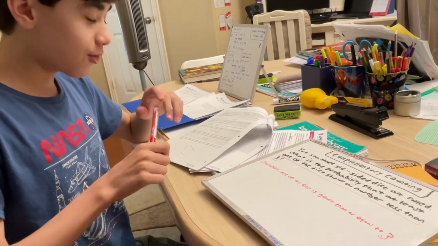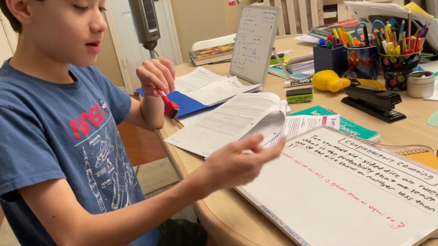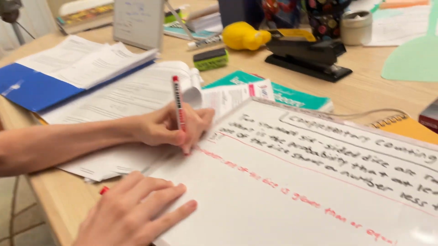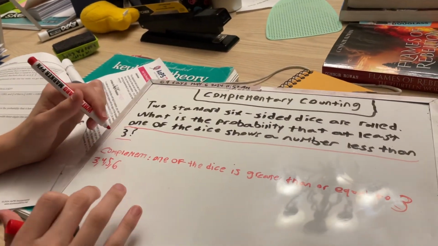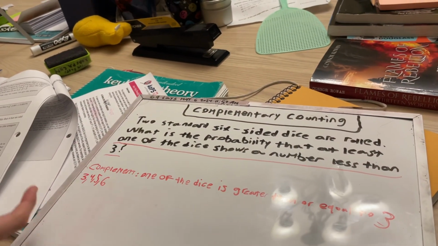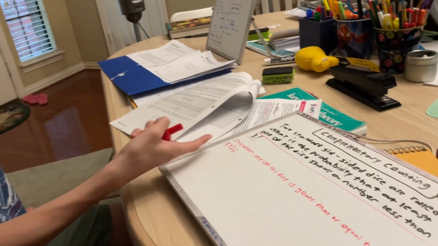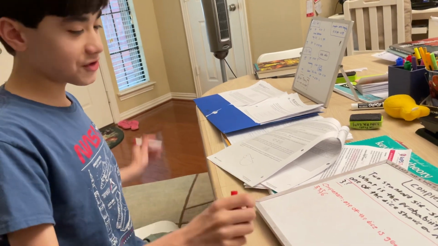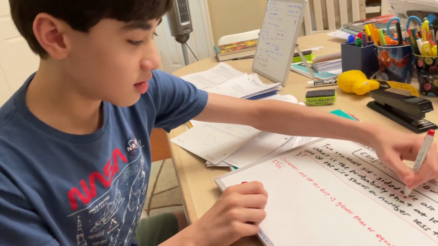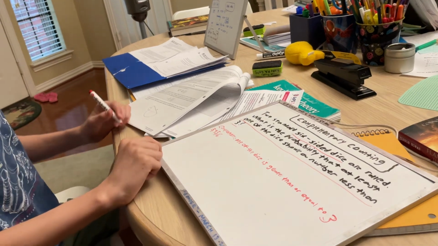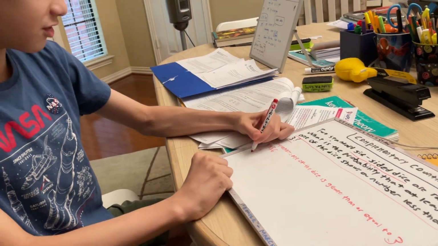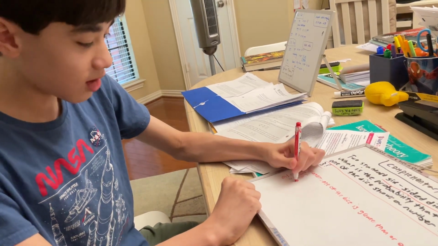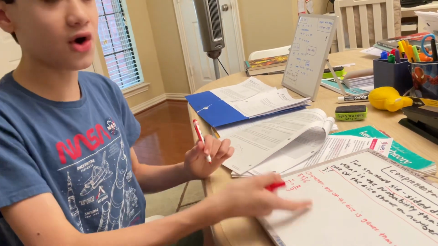So there are 4 results for this complement: 3, 4, 5, and 6. All results that are greater than or equal to 3. And these 4 results are out of the 6 results in total, because this is a 6-sided die. So that's 4 results out of 6, 4 over 6, which equals 2/3. Now this is not the final answer. We're just finding the probability of the complement.